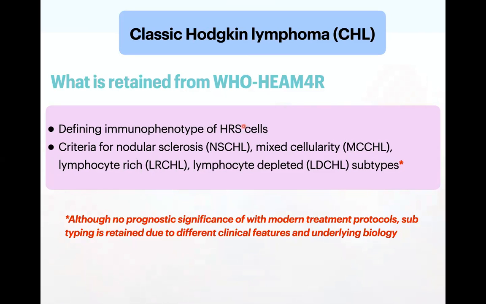Although they are saying that there is no prognostic significance with modern treatment protocols in these subtypes, it is retained because all these subtypes have different clinical features and underlying biology. That's for that sake this subtyping is still retained, although there is no prognostic significance anymore. Like previously, nodular sclerosis was called a better prognosis and lymphocyte depleted was called a poor prognostic thing, but now the prognostic significance is gone.